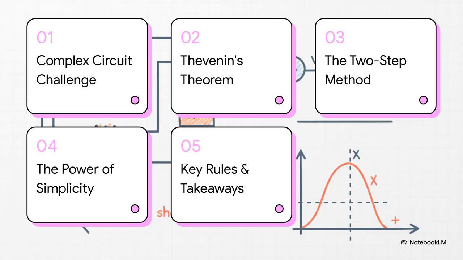So here's our roadmap for today. First, we'll talk about why complex circuits can be such a pain. Then, we'll introduce Thevenin's theorem, this really elegant solution. I'll show you the simple two-step method to actually use it. We'll uncover why it's so powerful, and then we'll wrap up with the key rules you've absolutely got to remember.